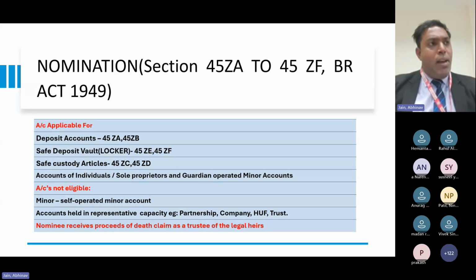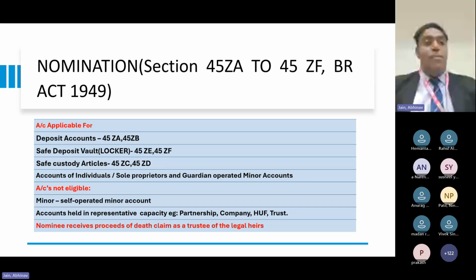The examiner will ask you questions like: the nominee has the status, with options such as equivalent to the account holder, equivalent to the joint account holder. But don't get confused. The answer is straight: trustee of the legal heir.